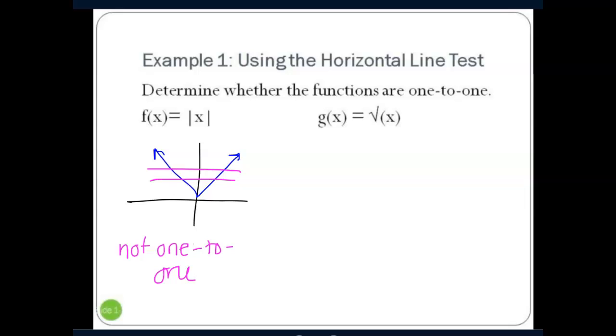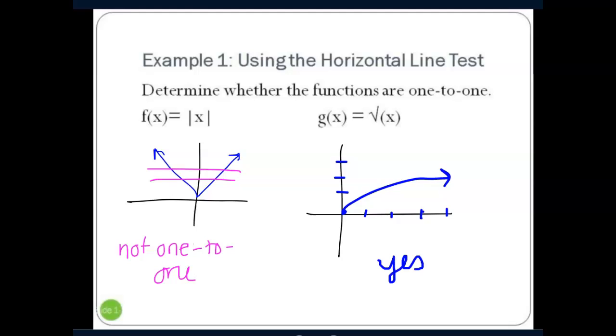G of x equals the square root of x. In this case, it is just the positive square root. So it looks something like half of a side of a parabola. As x is increasing, so is y. Y is just increasing at a lesser rate. Is the square root of x one-to-one? Yes. So again, not one-to-one and one-to-one.